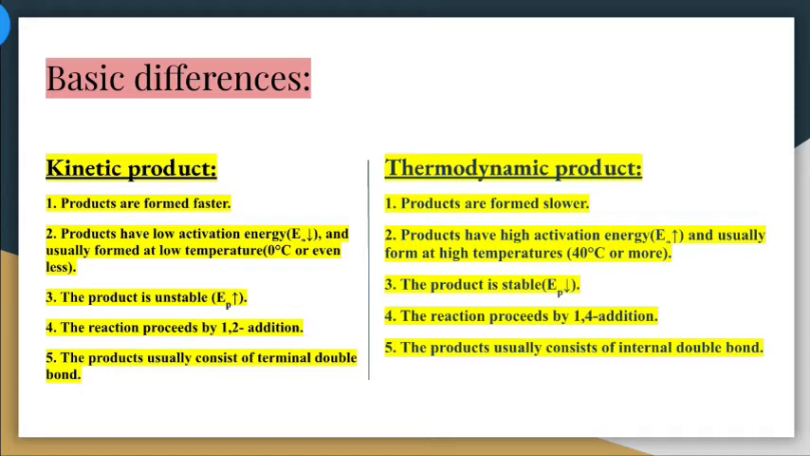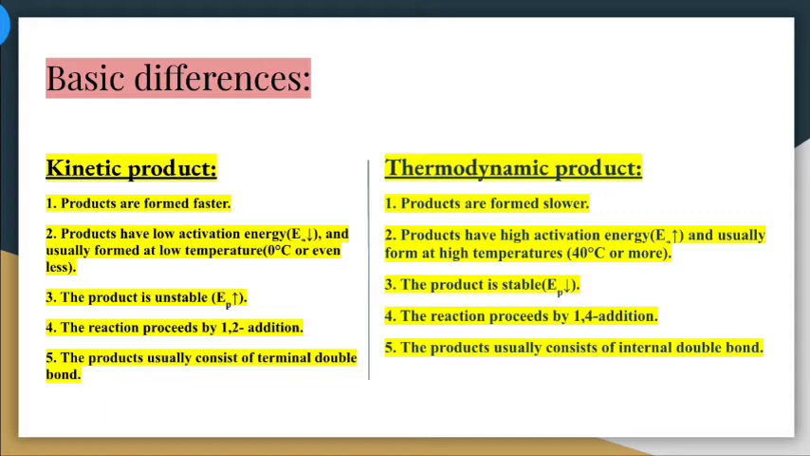The fourth point is that the kinetic product proceeds by 1,2-addition. We are going to explain it through one example later on. And in the case of thermodynamic products, it proceeds by 1,4-addition. So we need to remember this: kinetic products are 1,2-addition and thermodynamic products follow 1,4-addition.